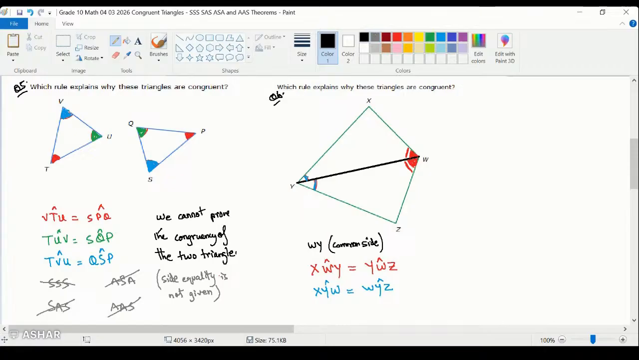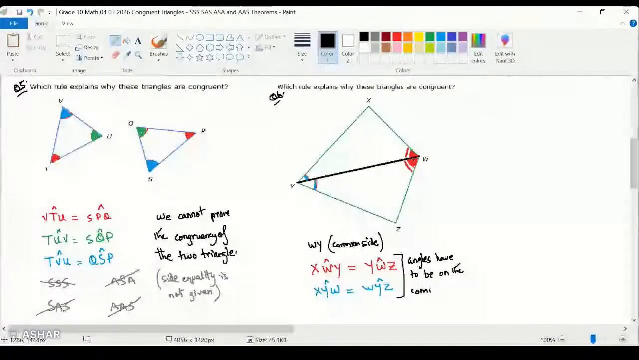We need to remember that the angles have to be on the common side. Do we have the angles on the common side? Yes, we do. Because one angle was this on the common side and the second angle was this on the common side. Agreed?